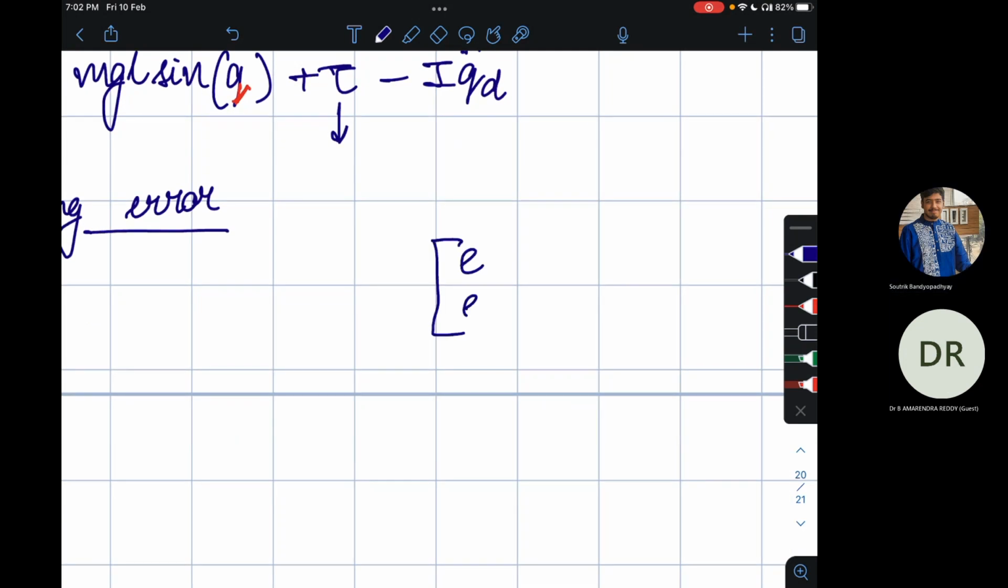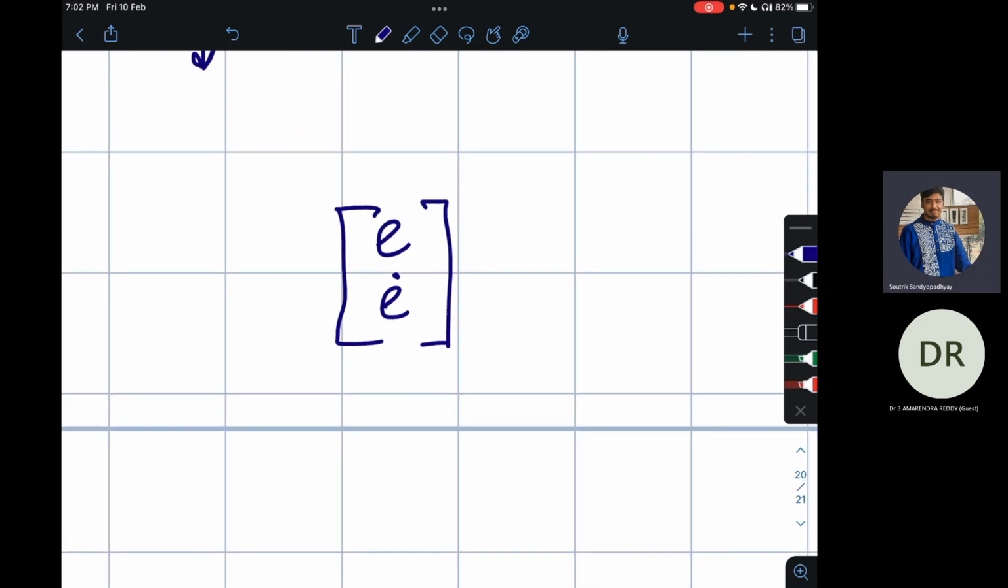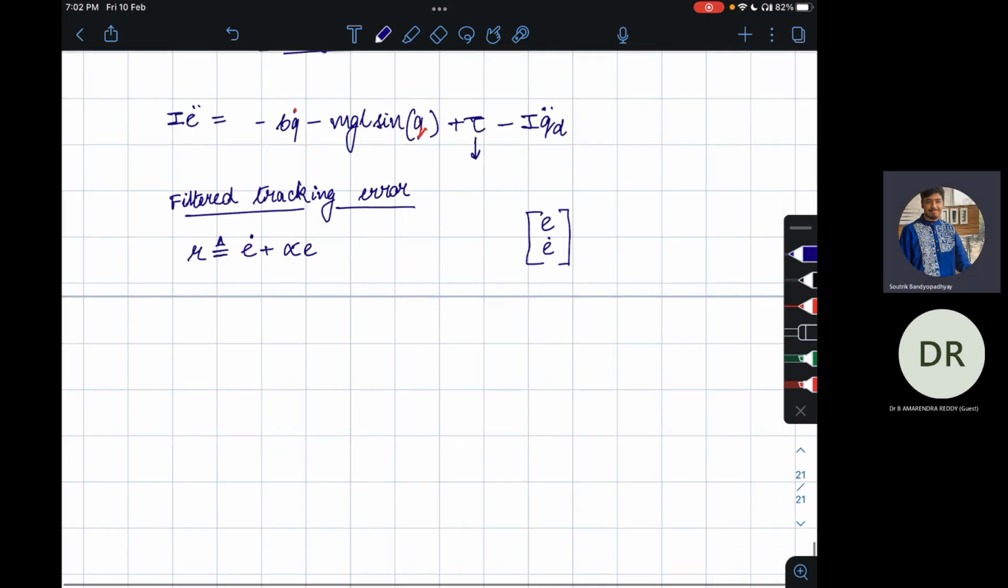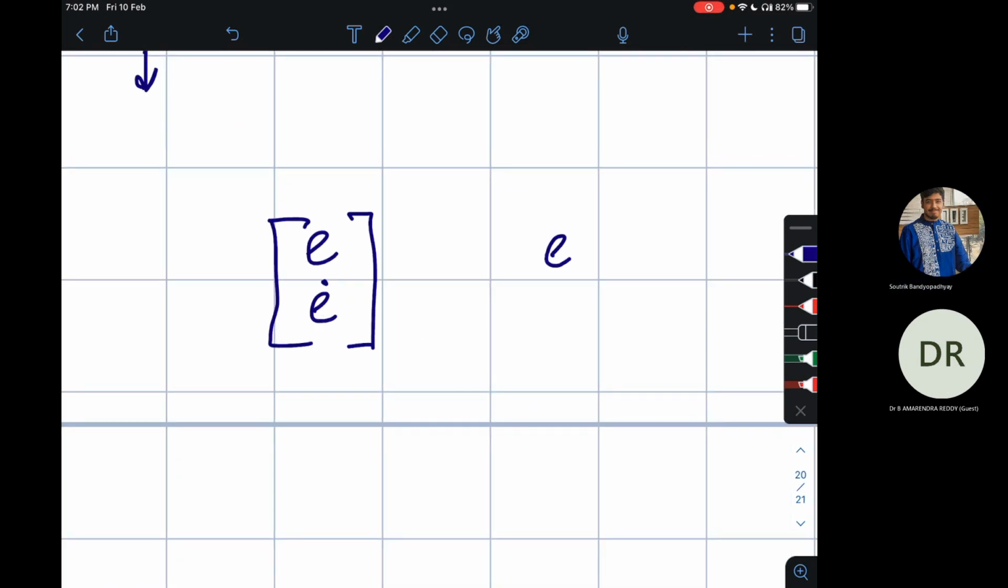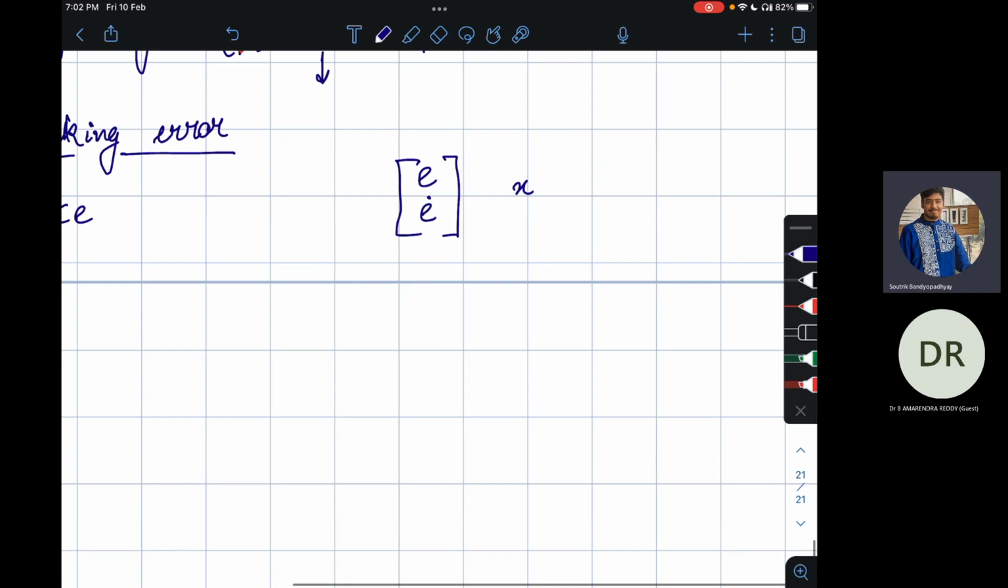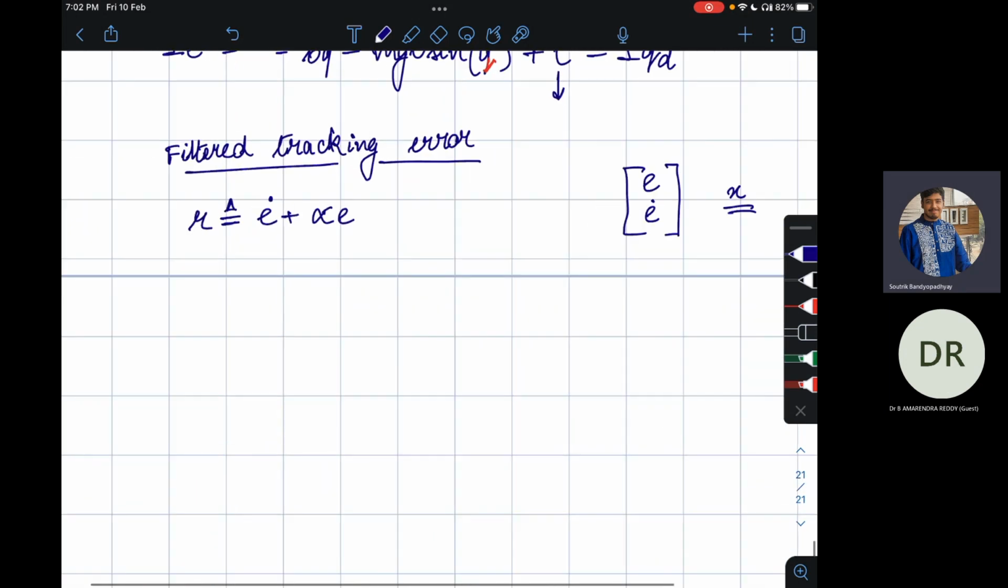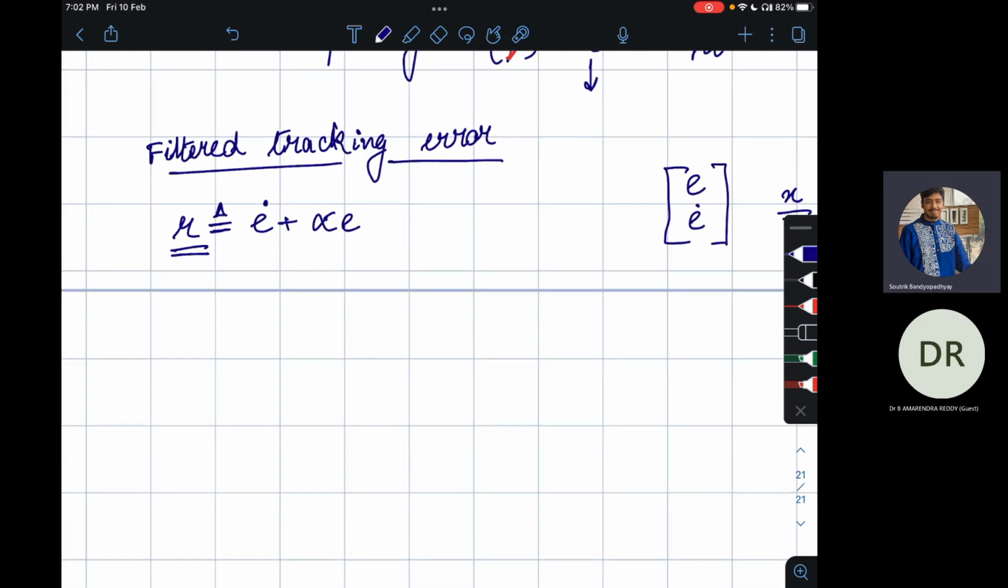Why we do this is simple. Since there are two states in this system, e and e dot, the analysis always involves a vector. If you consider this vector to be x, the entire analysis would revolve around these x terms. But the filtered tracking error provides an approach to combine these states together. It combines these two errors by adding this alpha term, which is a gain defined by the user.